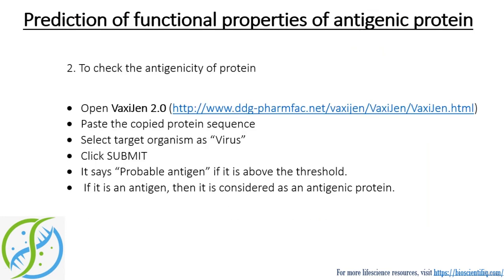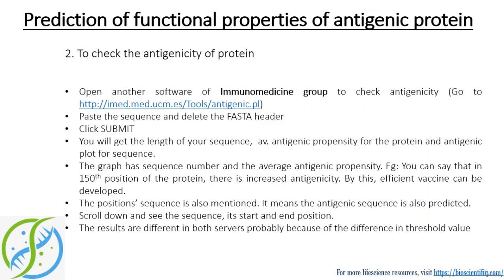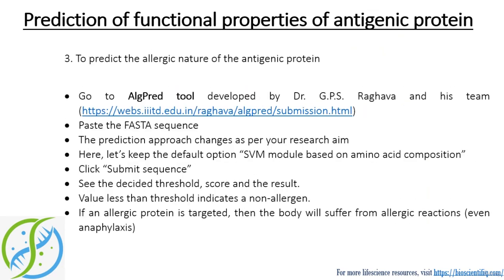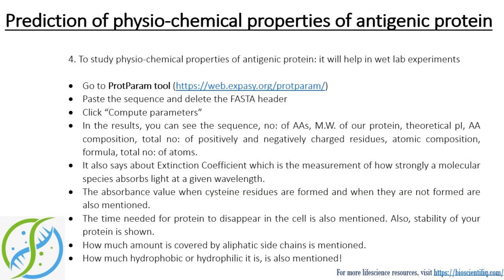The next step is to check the antigenicity of the protein. That is, to predict the functional properties of the antigenic protein. First step is to check the antigenicity, and then is to check the allergic nature of the antigenic protein. Okay, so after retrieving the protein sequence and checking the antigenicity and allergenicity, the fourth step is to study the physiochemical properties of the antigenic protein, as it will help in the wet lab experiments.